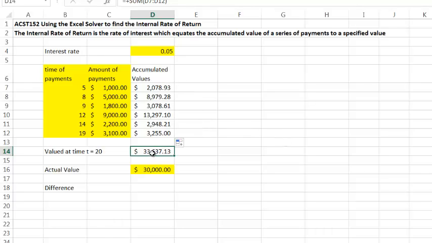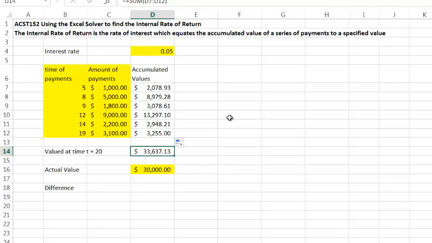We find that if the interest rate had been 5%, we would have $33,637.13 in our account. We actually only have 30,000, so obviously we were unable to earn such a high rate as 5%.